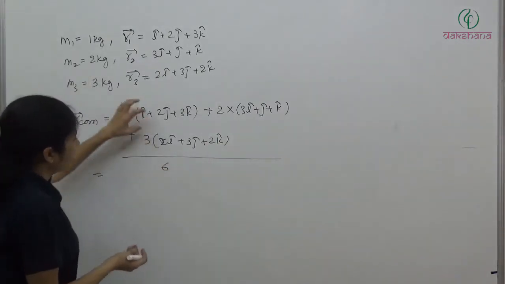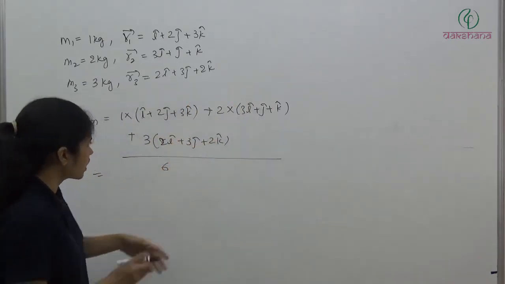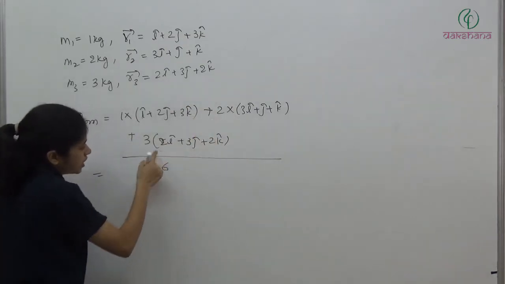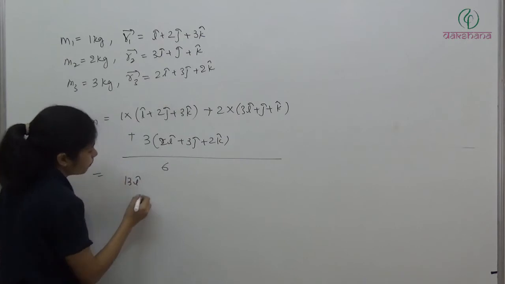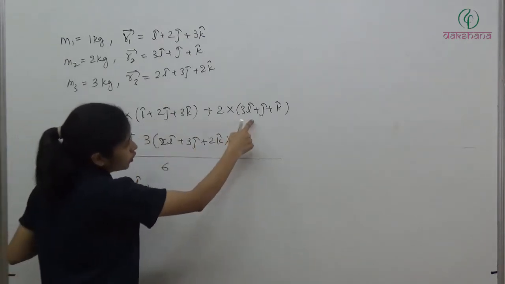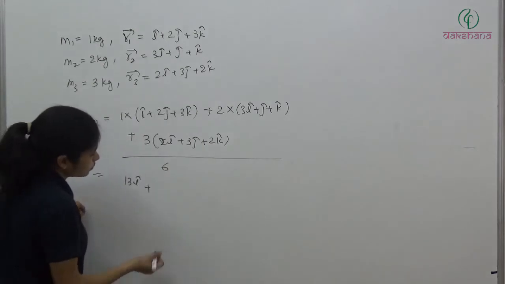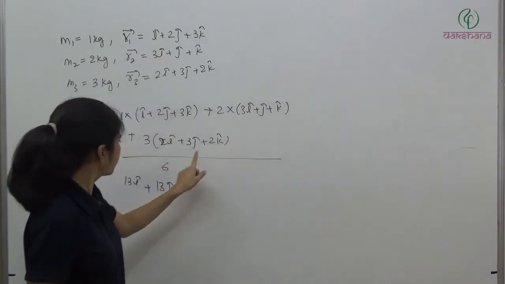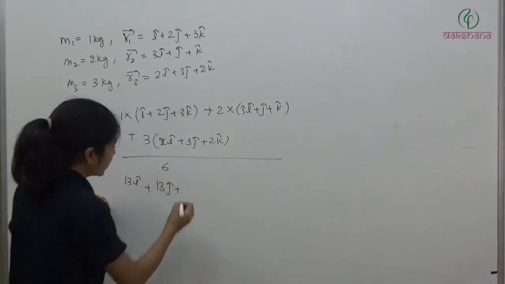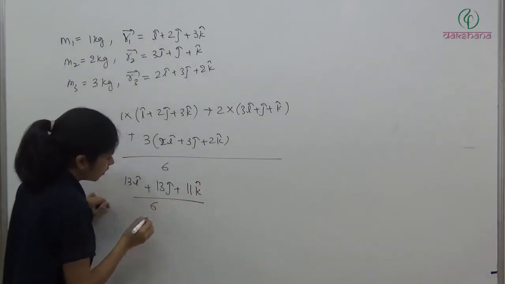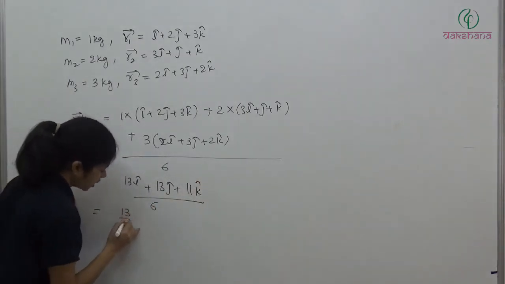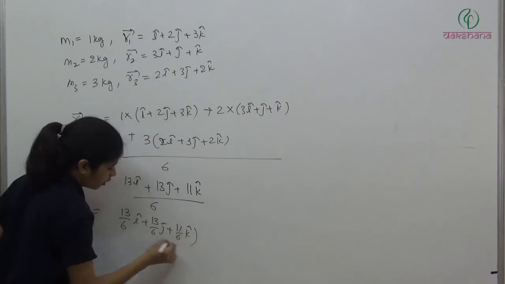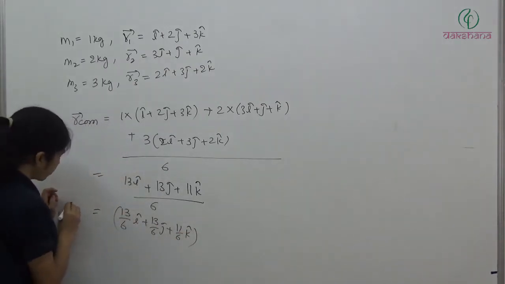So now we have some terms of i cap, some terms of j cap. So take terms of i cap together: 6 i cap, 6 i cap, so we have 13 i cap. Plus 2 j cap, 2 j cap, 9 j cap, 13 j cap. Plus 3 k cap, 2 k cap, plus 6 k cap, 11 k cap, divided by 6. So this is the location of center of mass: 13 by 6 i cap plus 13 by 6 j cap plus 11 by 6 k cap.